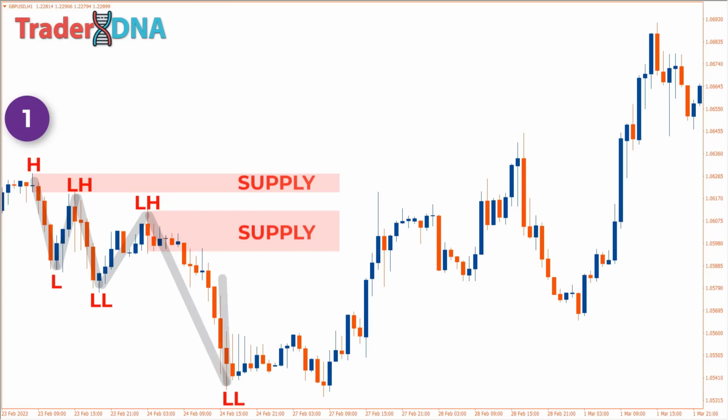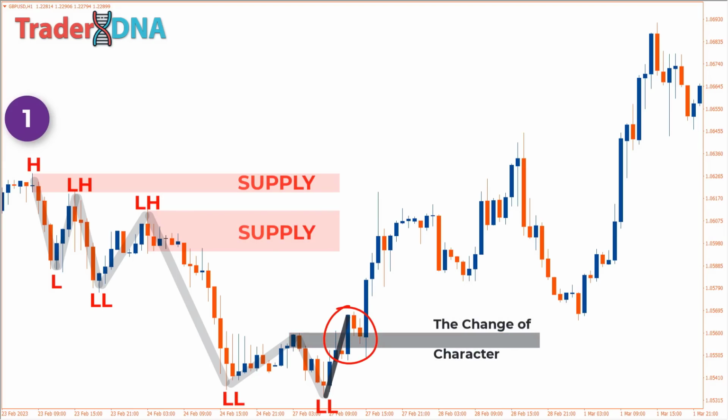Once again, there is another structural break, defining a valid zone where supply maintains control as long as we stay below this zone. However, if the market breaks and closes above this supply zone, we witness a change of character, which shows that supply failed to push the market lower and demand took control. Because if supply were still in control, we would anticipate a rejection from this area, potentially leading to another break in market structure to the downside. Currently, demand is in control, and our objective is to trade in alignment with the prevailing direction.